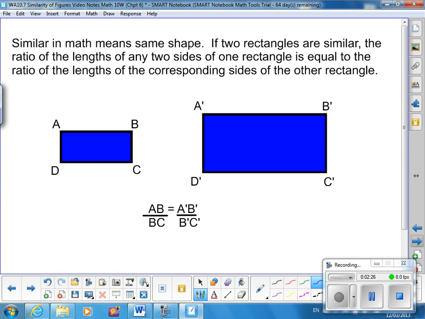If two rectangles are similar, the ratio of the lengths of any two sides of one rectangle is equal to the ratio of the lengths of the corresponding sides. So AB corresponds to A prime B prime. BC corresponds to B prime C prime. Okay, so those two sides are in proportion.